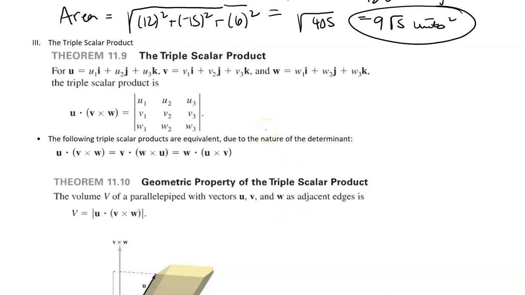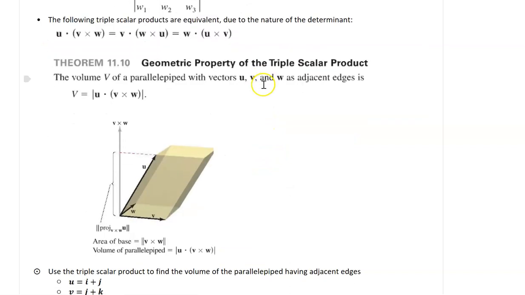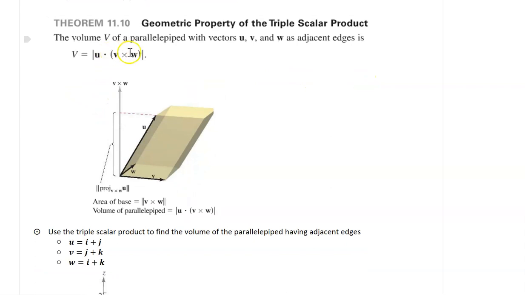And one reason that we're interested in this is there is a geometric property of the triple scalar product. The volume of a parallelepiped with vectors u, v, and w as adjacent edges is V equals the absolute value of u dot v cross w. So this is a parallelepiped. It's basically a parallelogram that's kind of taken on a prism shape. And you can see you've got the three adjacent vectors here. They're the edges of the corner.